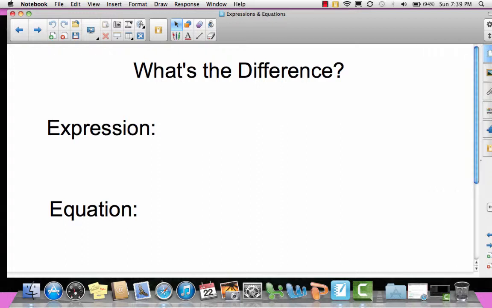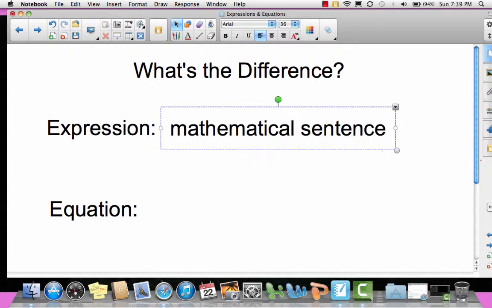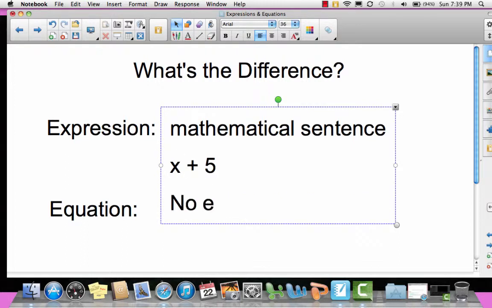An expression is a type of mathematical sentence, and it's made up of a variable, which is some type of letter that's representing a missing term, an operation, so addition, subtraction, multiplication, or division, and then, of course, a variable. So it could be something such as x plus 5. And notice with an expression there is no equal sign.